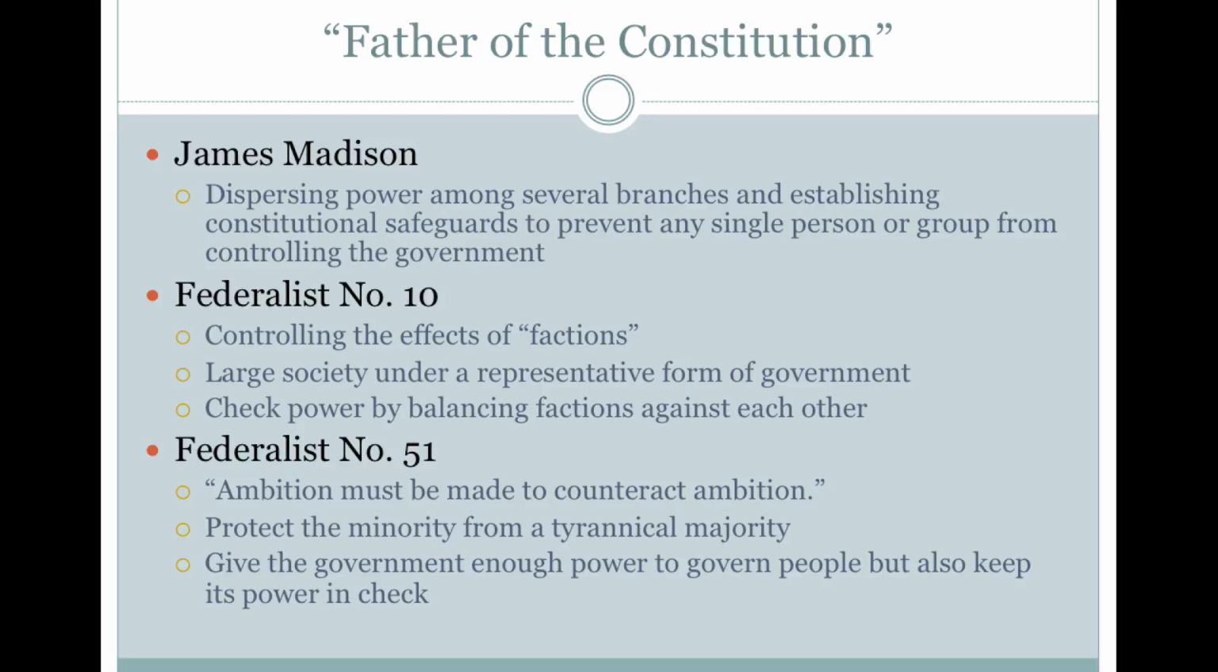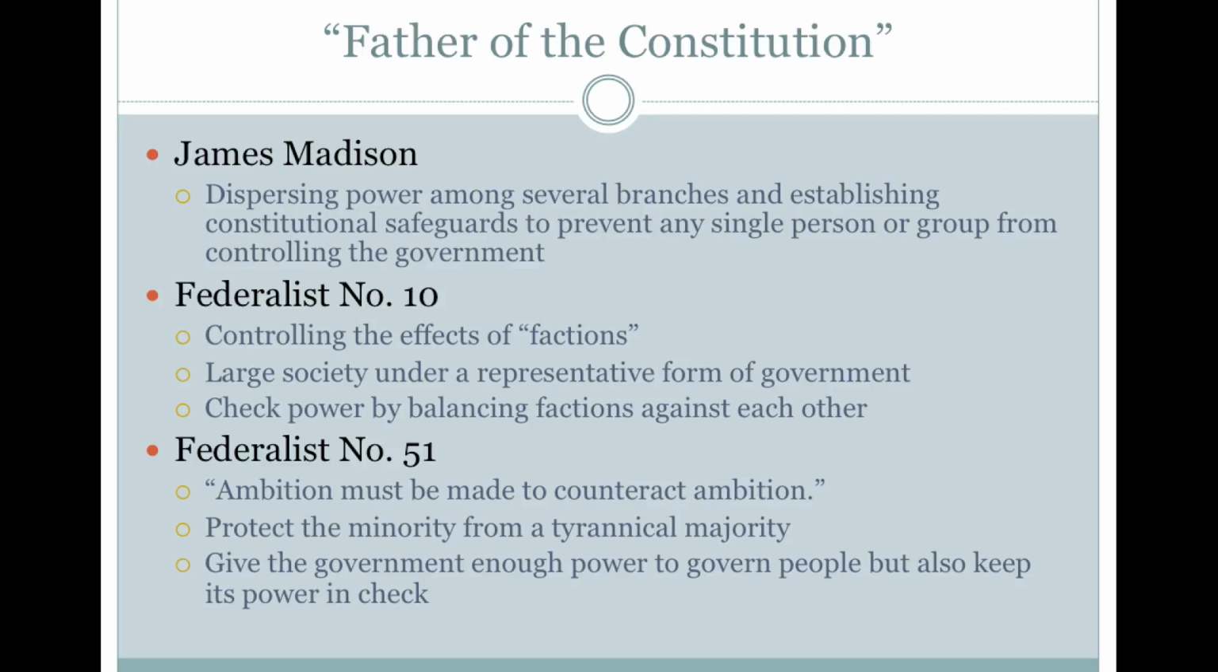He and a few others published a series of essays called the Federalist Papers, in which he argued in favor of the Constitution. So, 2 very important of these documents are Federalist 10 and Federalist 51. Federalist 10 talks about controlling the effects of factions. He believes that a large society under a representative form of government is the best way to do that. He also believes in checking power by balancing factions against each other.